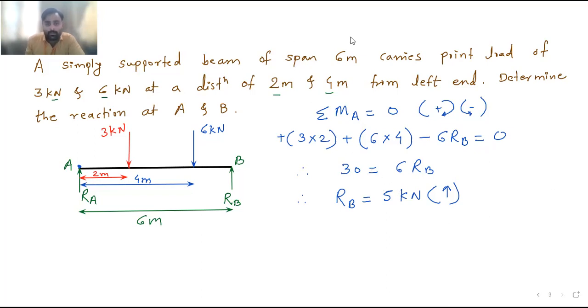Now after this, apply summation Fy equal to 0. Upward forces are plus, downward forces are minus. So now if I apply that, then what I will get? First is this force Ra. It is moving upward, positive, plus Ra. This 3 kilonewton force moving downward, so minus 3. This 6 kilonewton is also moving downward, so minus 6. And this RB is moving upward, so plus RB.